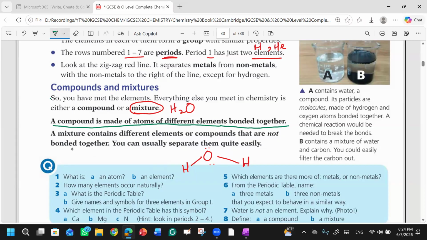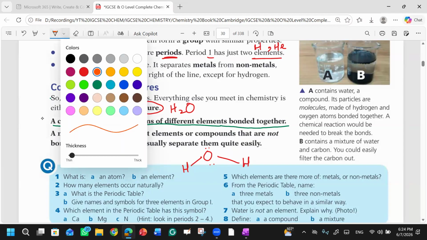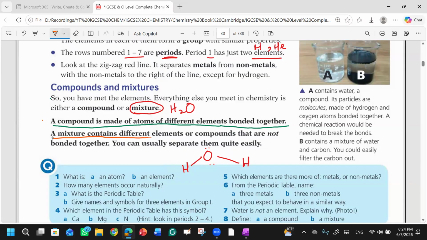Then how will a mixture be formed? A mixture contains different elements or compounds that are not bonded together. Elements will be there but they are not bonded together, or maybe there will be compounds that are not bonded together. Like for example, compound number 1 is water and you have added sand in it. They are not miscible, they cannot dissolve. So this is known as a mixture. Are you clear with this difference?